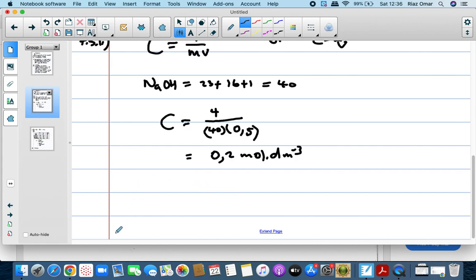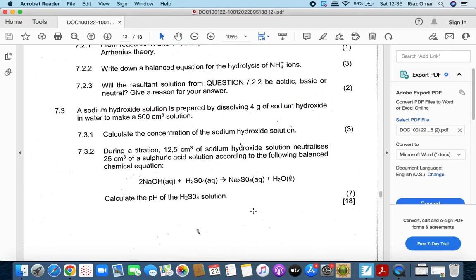Then if we go further, the question says, during a titration, 12.5 cm cube of sodium hydroxide solution. Alright, so now we must work out what's given here. 12.5 cm cube. There's a volume of the base. Utilize 25 centimeters cube of the sulfuric acid solution. And we got a concentration of the base. So calculate the pH. So let's just see what we've got, right? We've got 12.5 centimeters cube, a volume of the base. So let's write this down.